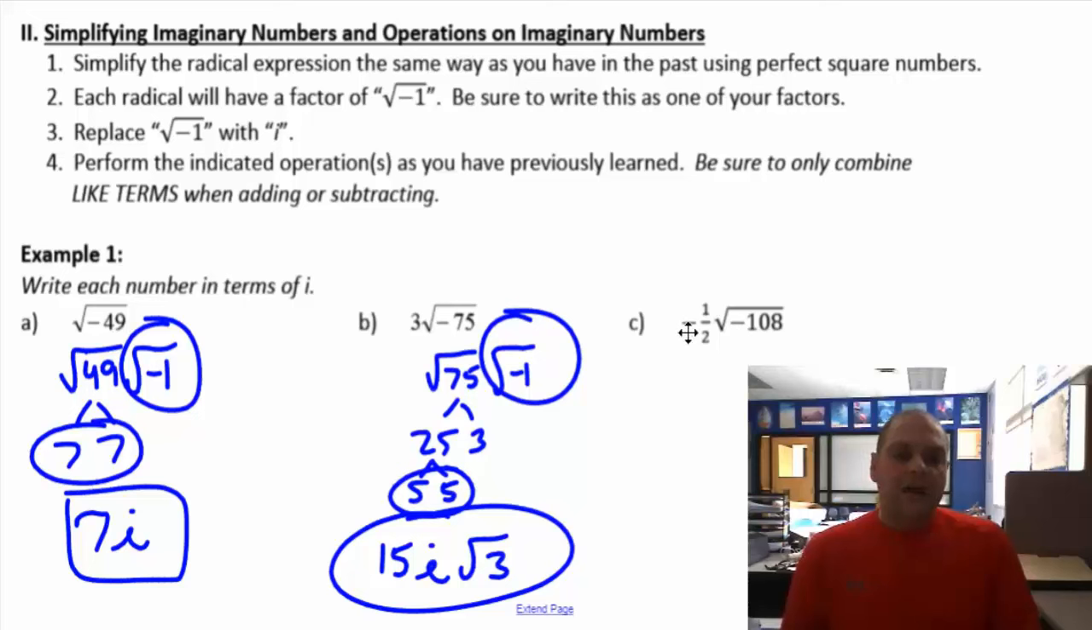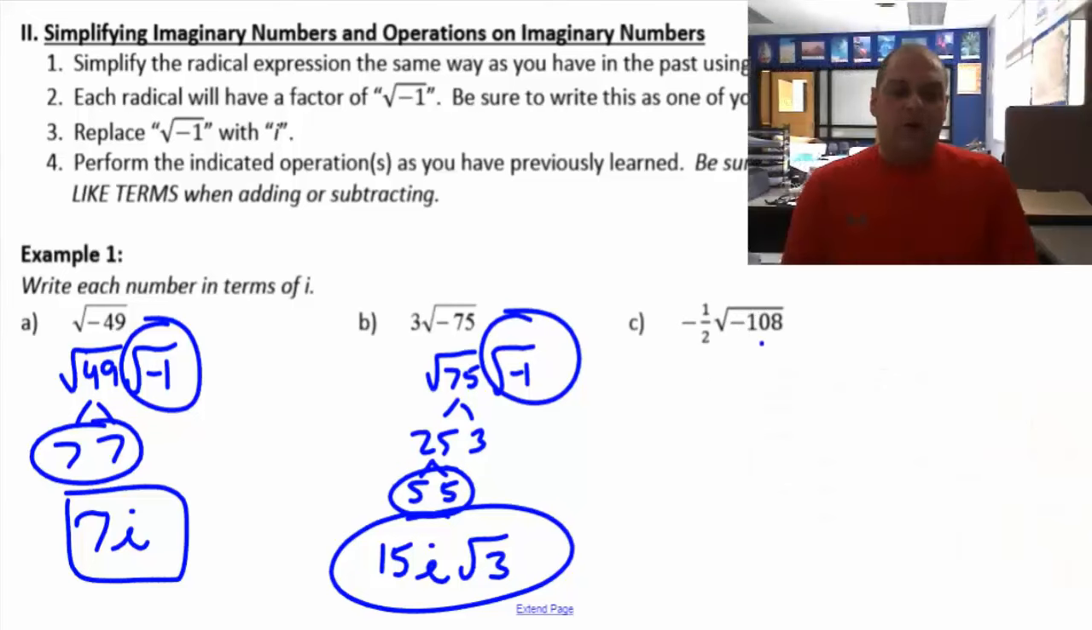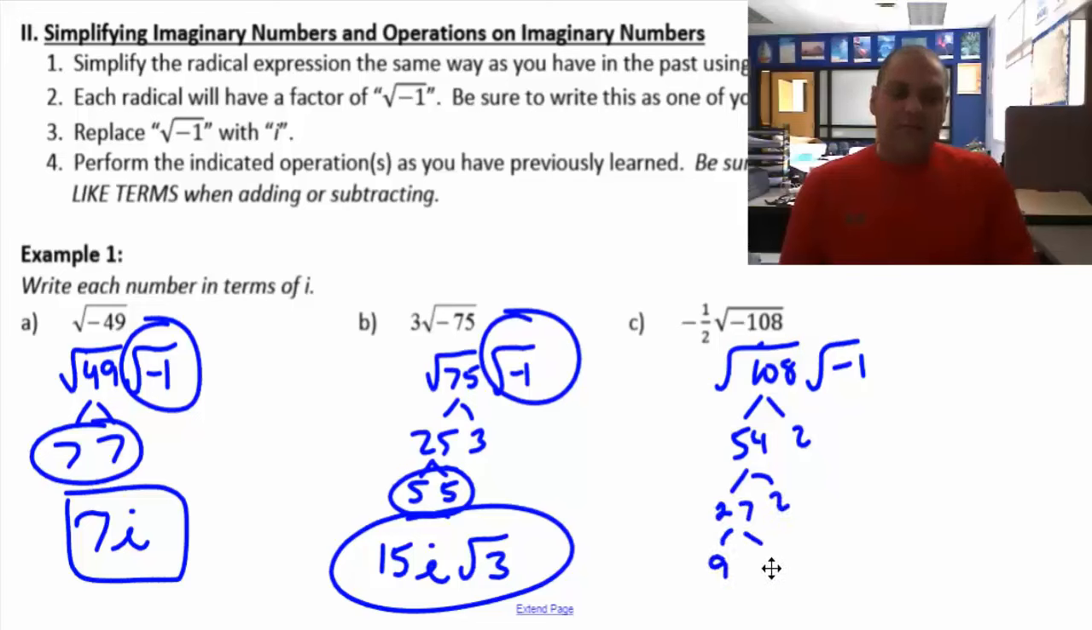All right, and then this one here, I have 108, so that's going to be radical 108, negative 1, and then the 108 is 54 times 2, and then 27 times 2, and then 9 times 3, and then 3 times 3. So I have a pair of 3s and a pair of 2s. So that's 2 times 3, which is 6 times a half, which is 3.